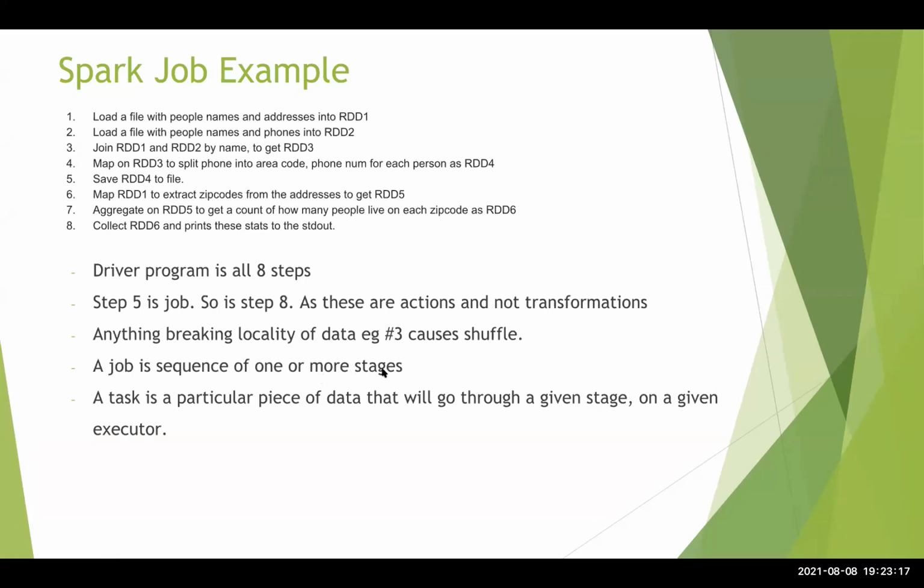And what are those stages? We'll talk about that later. A task is a particular piece of data that will go through a given stage on a given executor. If you remember the first diagram which I showed you, an executor can have one or more tasks. So in reality, that's what it is saying. Now, what is a stage? I will cover it in detail later, but I will give you a high-level overview of what a stage is.